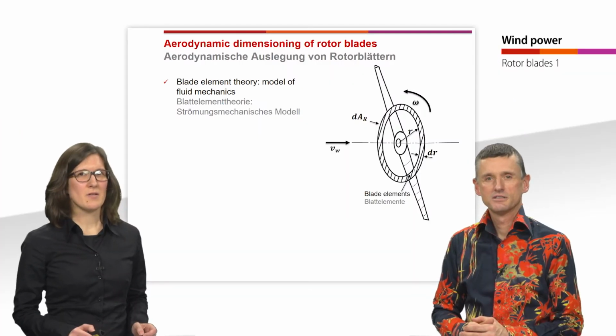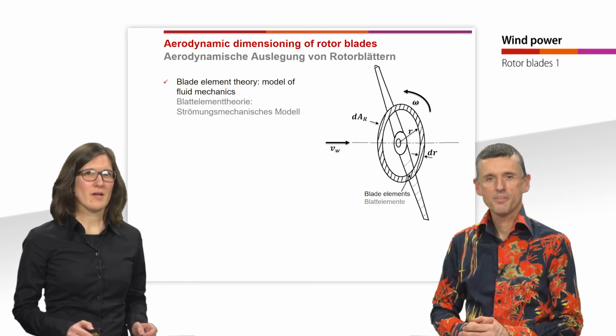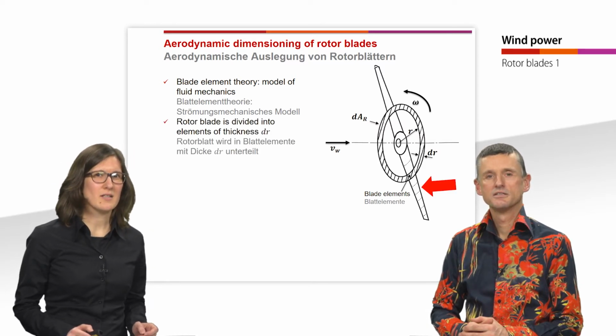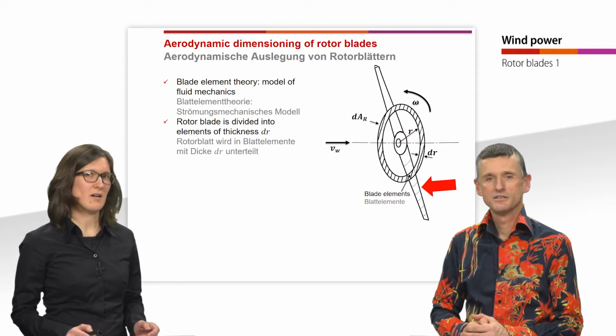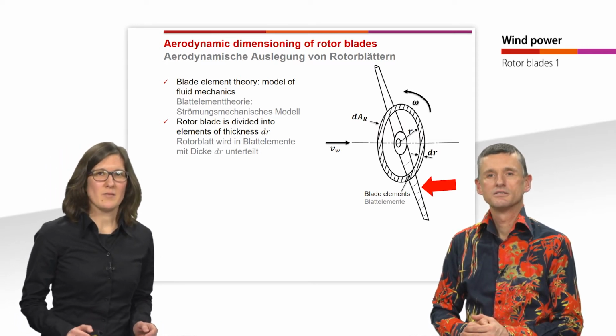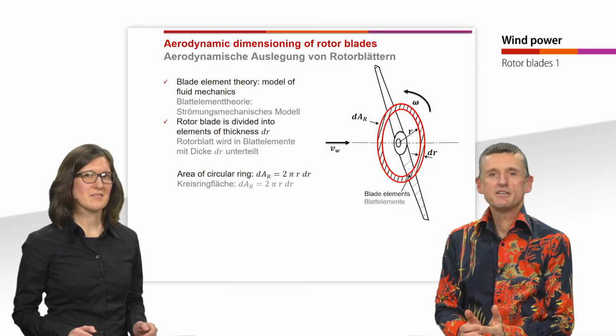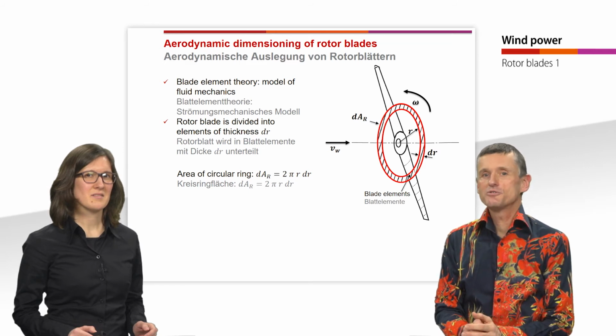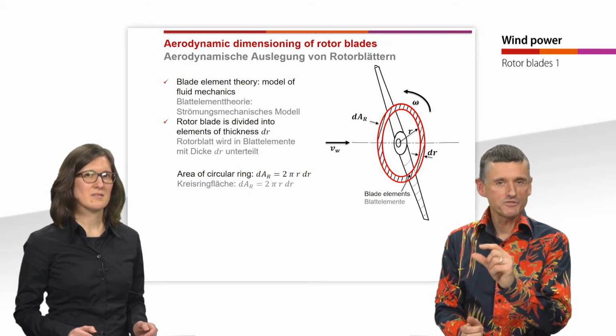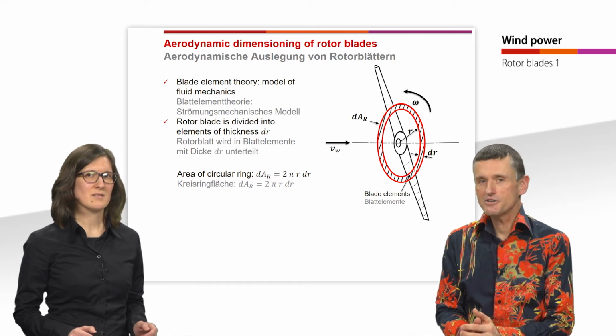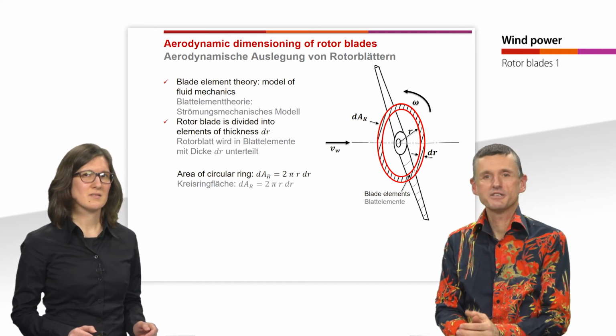The blade element theory is a model of fluid mechanics, and therefore the rotor blade is divided into elements of the thickness dr. You can see these blade elements in the picture on the right side at the lower rotor blade. And then we divide the complete area of the rotor into small circular rings, and each of them has the area dA_r equal to 2π times the radius r of that ring times dr, and that is the thickness of those single rings.